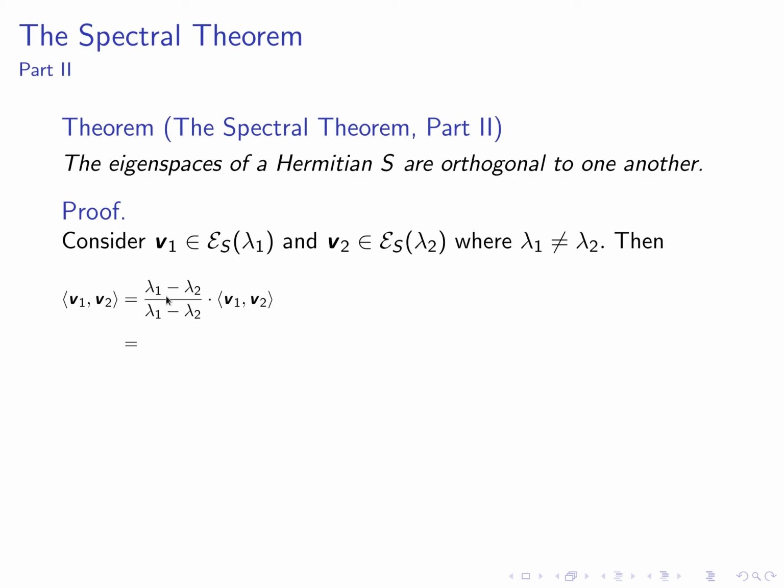Well, what can we do after we multiply by 1 here? One thing we can do is we can take the numerator of this scalar and push it into the second entry in our inner product. So now our scalar on the outside of the inner product is 1 divided by lambda 1 minus lambda 2. And we're looking now at the inner product of v1 with the quantity lambda 1 minus lambda 2 times v2.